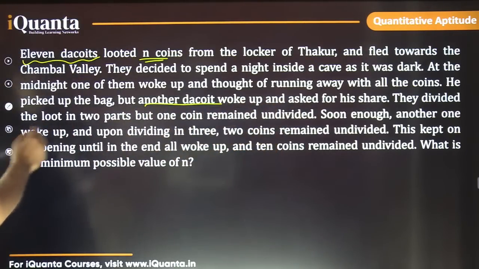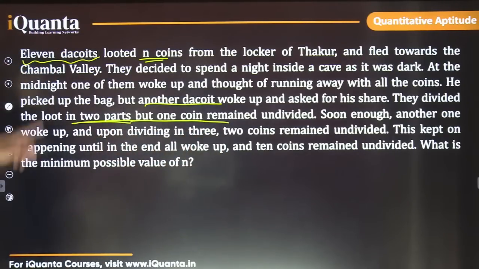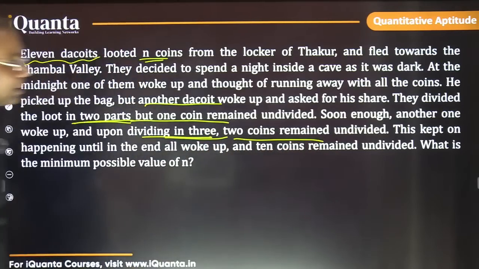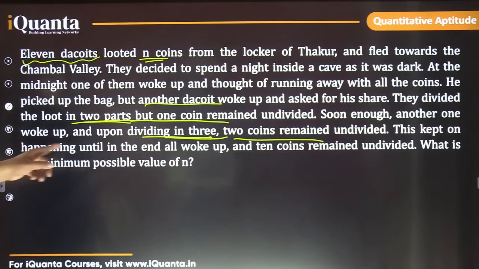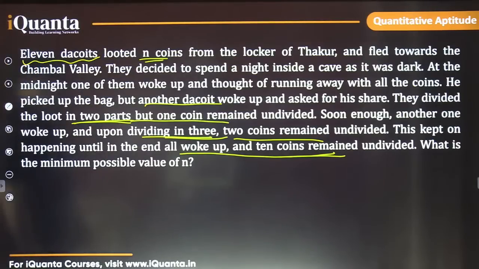So they divided the loot in 2 parts, but 1 coin remained. ठीक है, 2 parts में divide करे थे तो एक बच गया. Soon enough, another one woke up, and upon dividing in 3, 2 coins remained. And this kept on happening until in the end all woke up, all matlab 11, and 10 coins remained. Okay, it is again same pattern now. So what is the minimum possible value of n?